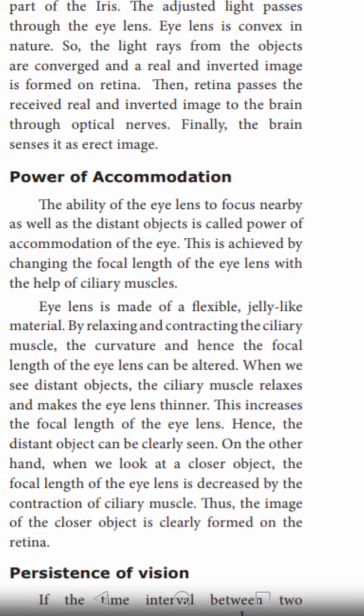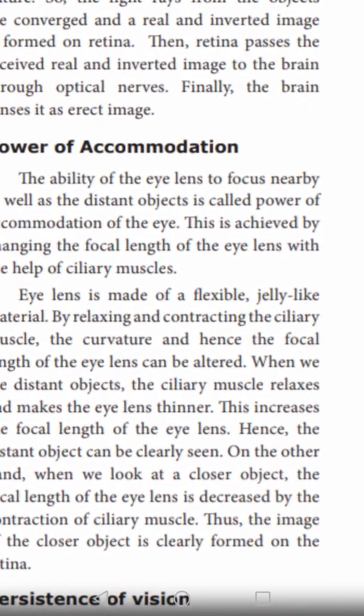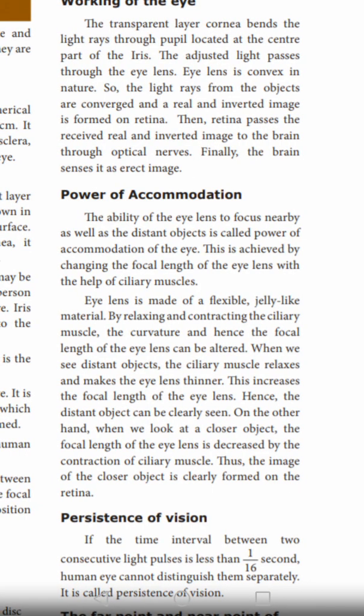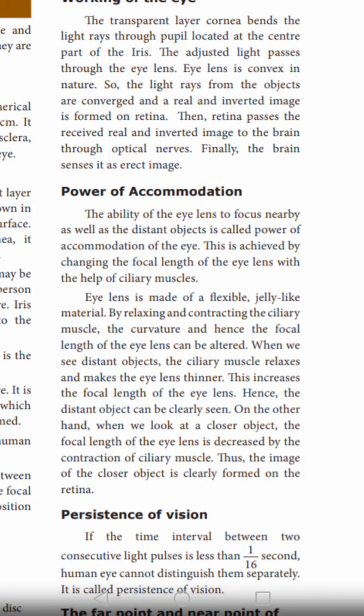On the other hand, when we look at closer objects, the focal length of the eye lens is decreased by the contraction of the ciliary muscles. Thus the image of closer objects is clearly formed on the retina.